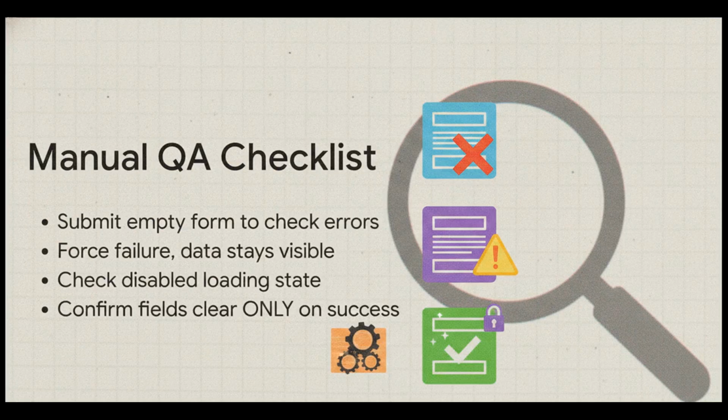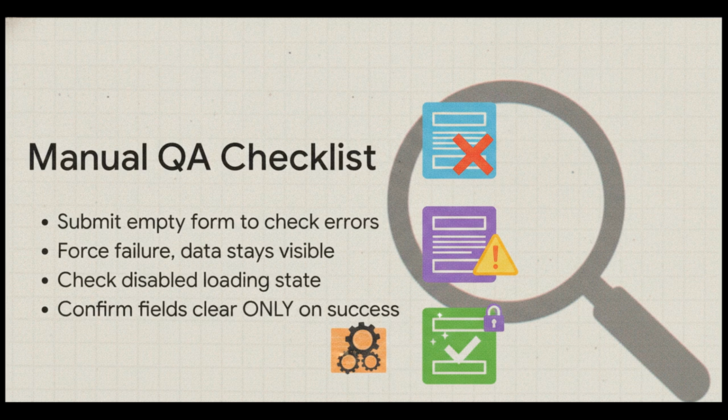To guarantee this level of robust architecture, I want to challenge you. Next time you're about to merge a pull request containing a new form, run it through this practical manual QA checklist. First, submit a completely empty form to verify that your validation errors correctly appear on every single required field. Second, intentionally force a server submission failure and verify that the user's entered data stays completely visible. Never wipe a user's hard work just because your API timed out.